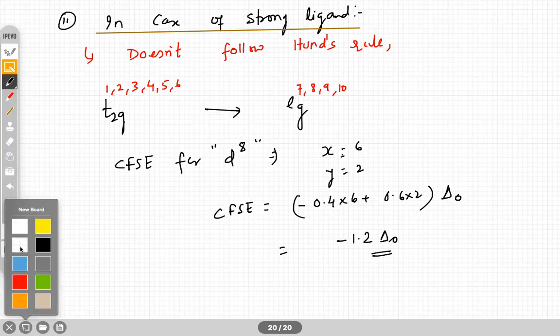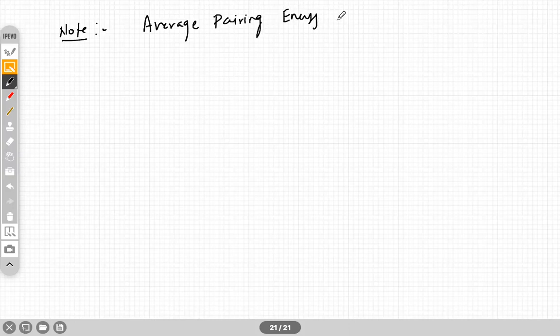One more thing we have here is called the average pairing energy. Note, write this down. All these small pieces of information are important, they have asked questions on this. That's why I told you in the beginning that in this chapter you'll get many different kinds of questions. Because of the average pairing energy, the electron does not follow Hund's rule there. It is represented by capital P. Write down: it is the energy required for the pairing of electrons in the same orbital.